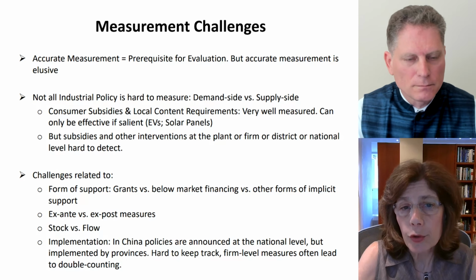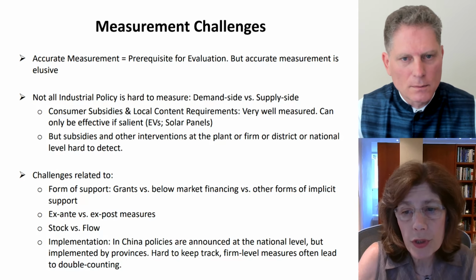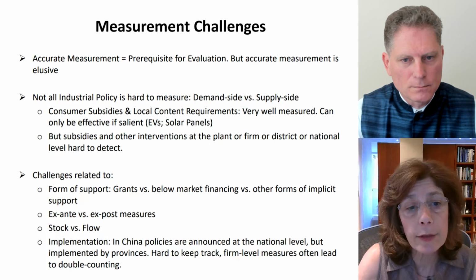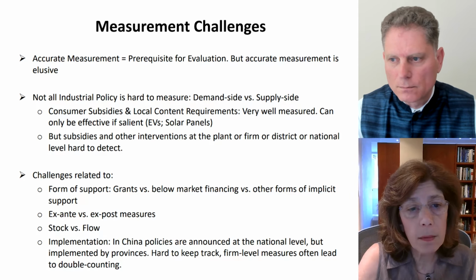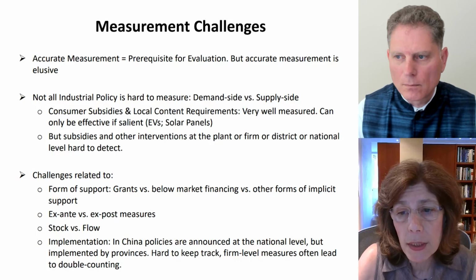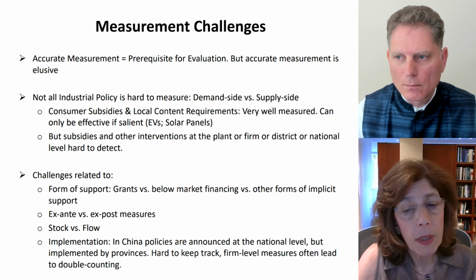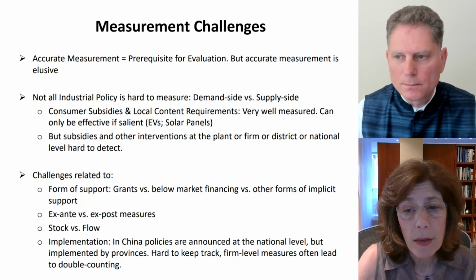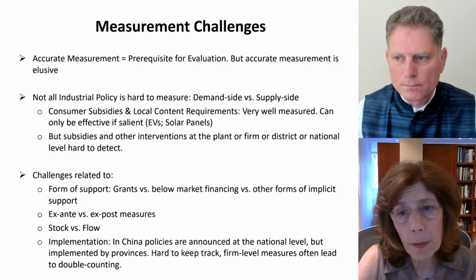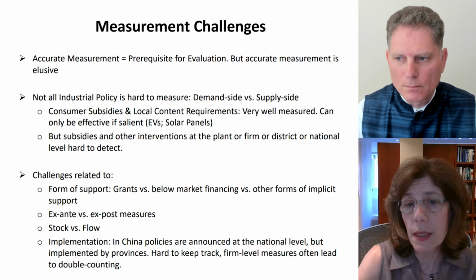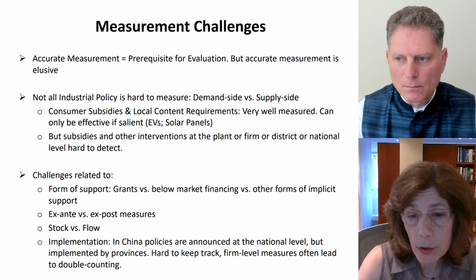In some sectors, the main tool has been consumer subsidies, so demand-side subsidies. So, for example, this has been the case in electric vehicles, where they provided rebates to consumers buying electric vehicles, sometimes paired with domestic content requirements, but these are very well measured. The same is true for solar panels. Some of these measures target the demand side, and in these cases, it's very easy to measure them.